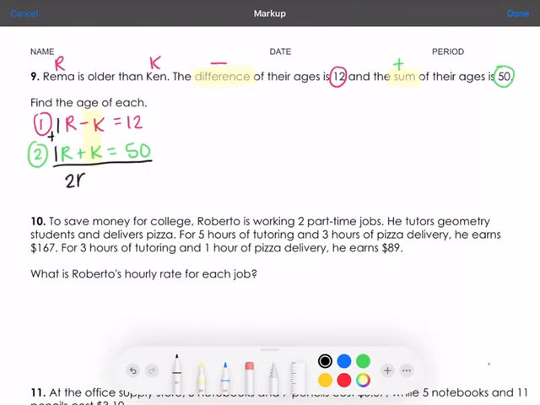I have 1R plus 1R, which is 2R. Negative K plus K cancels. And then 12 plus 50 is 62. So I divide both sides by 2, and I get R equals 31.